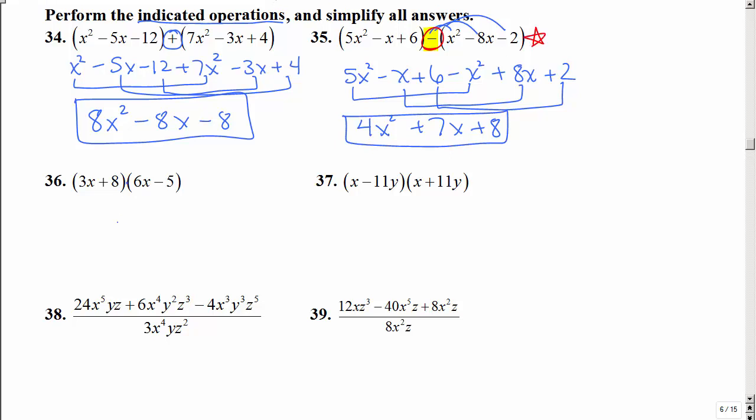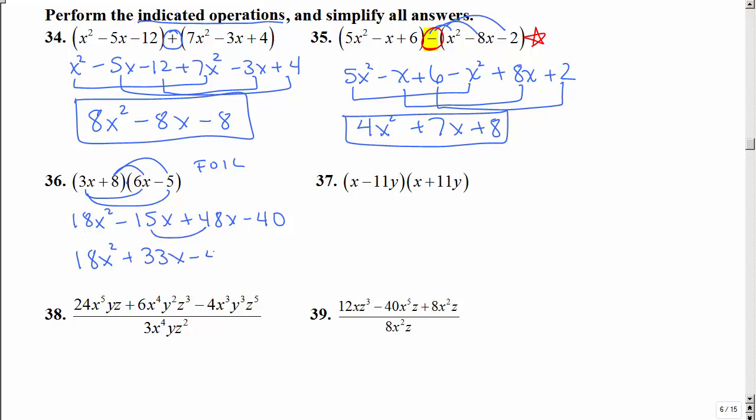Here we're multiplying. So I'm going to use the FOIL method: first, outer, inner, last. So that's going to be 18x squared minus 15x plus 48x minus 40. Collecting like terms, that's going to be plus 33x. We're not factoring, we are multiplying.